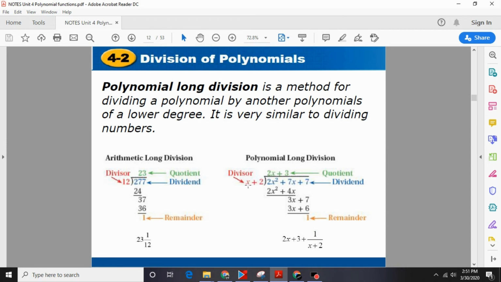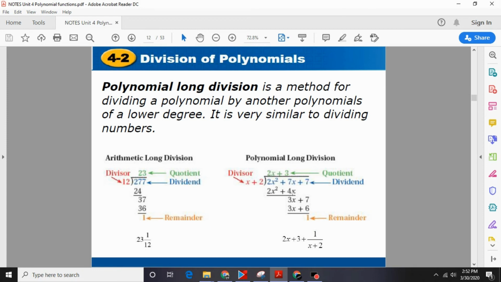You look only at the first term, so then it's x goes into 2x squared how many times, or better, it's what do you multiply x by to give you 2x squared, and that is 2x. Then you distribute the 2x across the divisor. 2x times x is just going to be 2x squared, and then 2x times 2 is 4x.